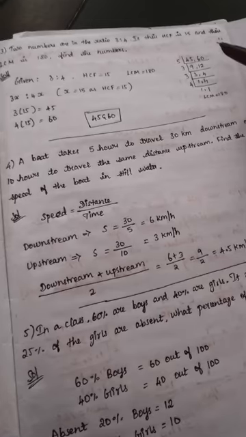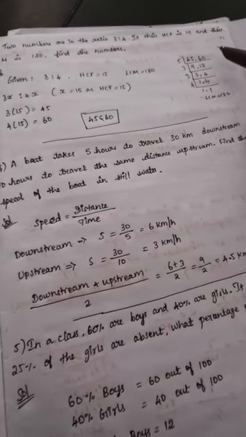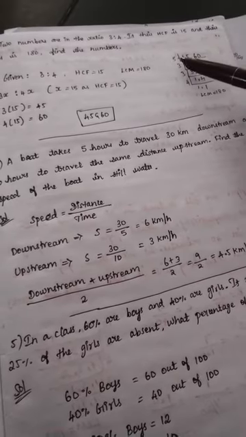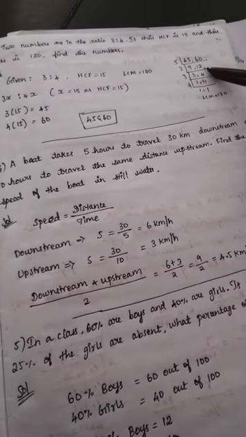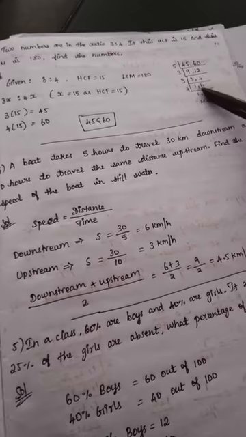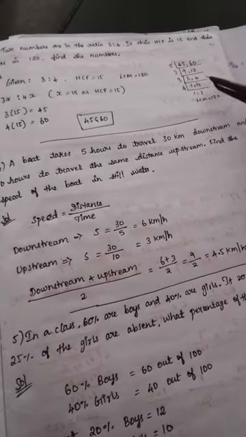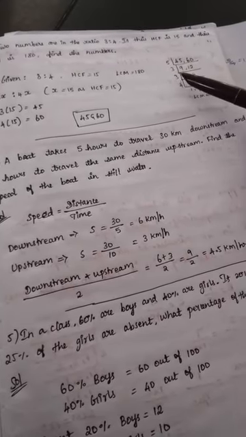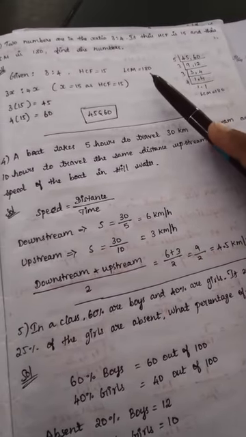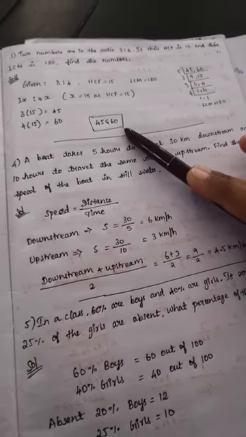For that, let's take the LCM of 45 and 60. First we can divide both by 5, and we'll get 9 and 12. Next, dividing by 3, we'll get 3 and 4. Next, dividing by 3 again, we'll get 1 and 4. Then dividing by 4, we'll get 1 and 1. If we multiply 5 into 3 into 3 into 4, we'll get 180. So the LCM given is also 180, so the numbers we have found, 45 and 60, are the correct answer.